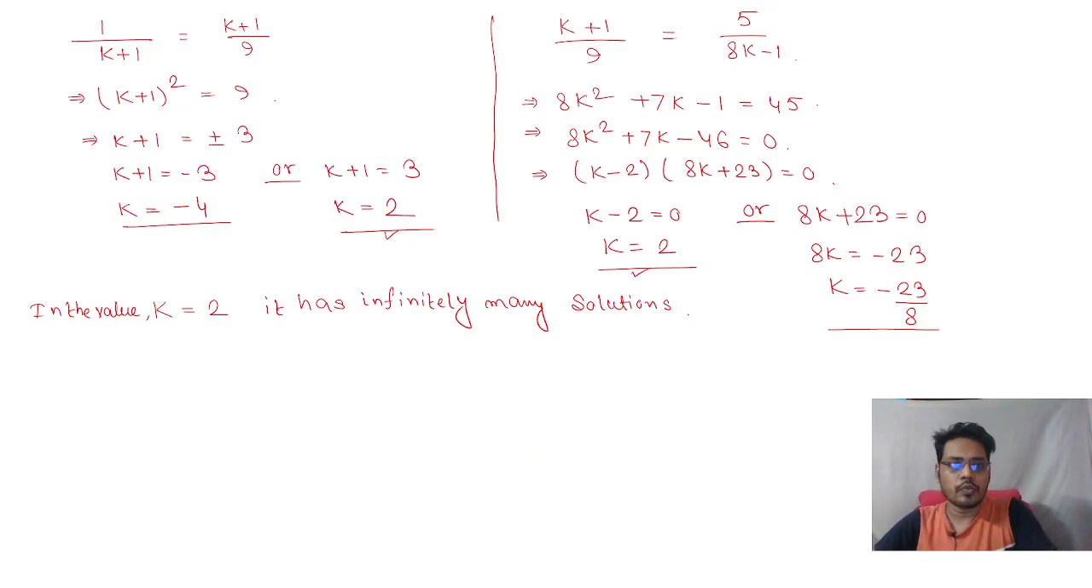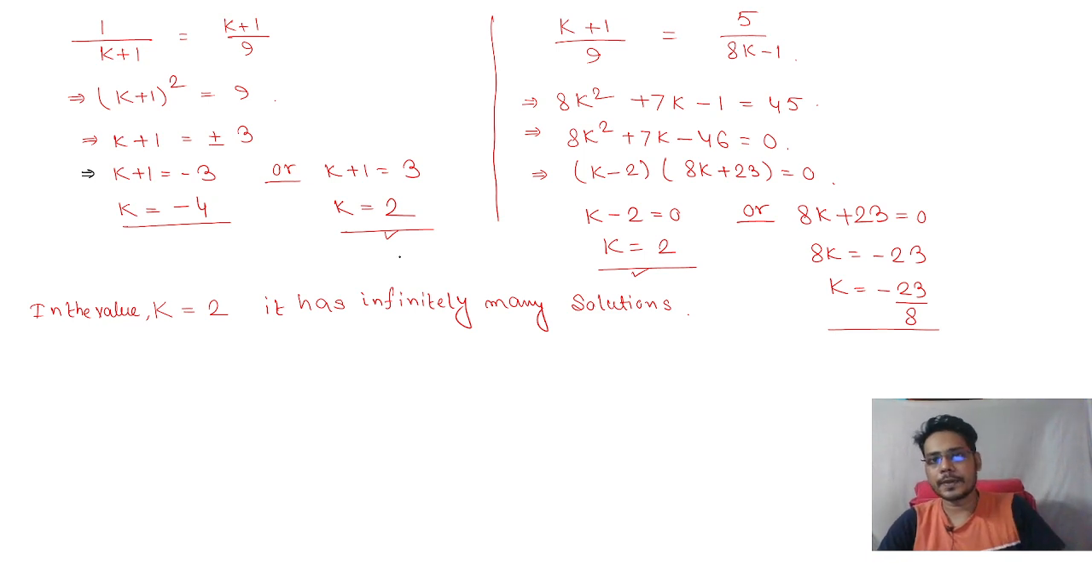You will get 1/(k + 1) = (k + 1)/9. So (k + 1) whole squared is equal to 9. That means k + 1 is plus or minus 3. So k + 1 is either +3 or -3. If we take -3, k is equal to -4. If we take +3, then k is equal to 2.